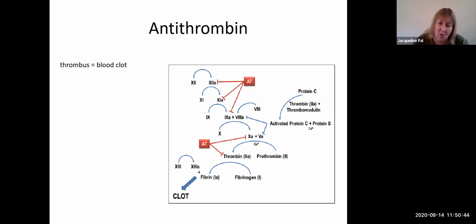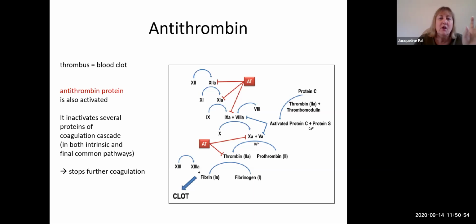And now there's one more compound, and that is known as antithrombin, which, as you would expect, is against thrombin. It's against forming blood clots. So at the same time protein C gets activated, all these other things are being activated. Antithrombin is also activated. And I'm not going to talk about how it's activated. But what it works on is not only against thrombin, to inactivate thrombin to limit the clot production, it also inactivates multiple clotting factors in the intrinsic pathway, as well as factor 10, which is the first one of the final common pathway. So this puts a limit on the further amount of coagulation.